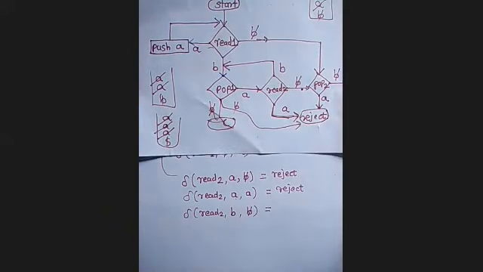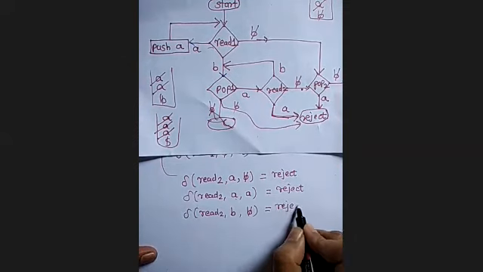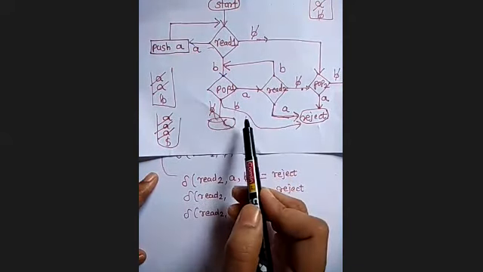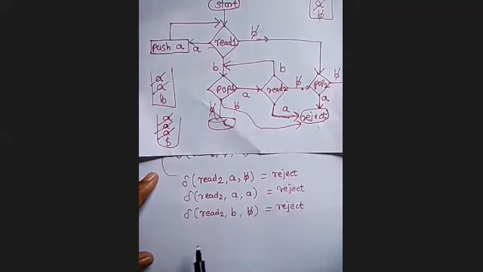Who will tell me? Hunain, now can you tell me? Read to, B came and the stack is empty. That is correct. You can see here read to B and then you try to pop and it is a blank, so it is rejected.